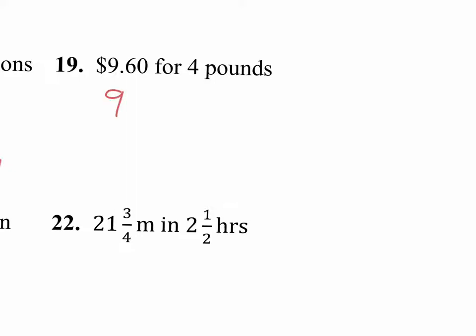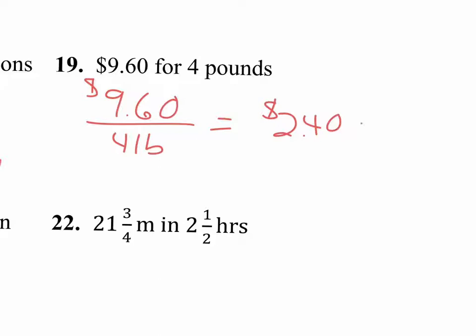Same thing here, so I have $9.60 per 4 pounds. We're trying to find for 1 pound. I'm going to take $9.60 divided by 4, and you get 2.4, but that's technically $2.40 per 1 pound. So I don't need to put the 1 because we're finding the unit rate, but per pound is fine. Alright, keep on going.